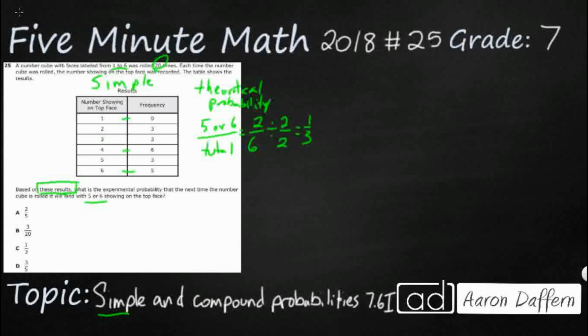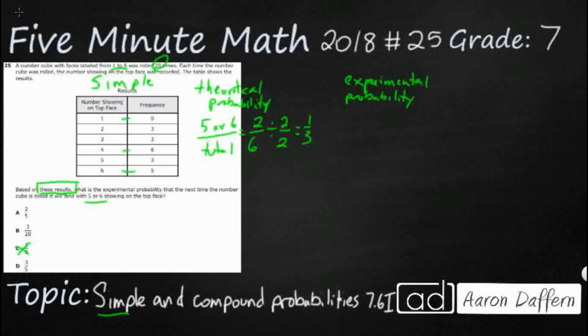All right, so theoretically, if I don't take these results into account, I've got a 1 out of 3 chance of getting a 5 or 6, because that makes sense. There's 6 faces, and 2 of them are a 5 and a 6, which is what we're looking for, but we're not looking at that theoretical probability. We are looking instead at this experimental probability. So that's the difference. Let's label that experimental probability.